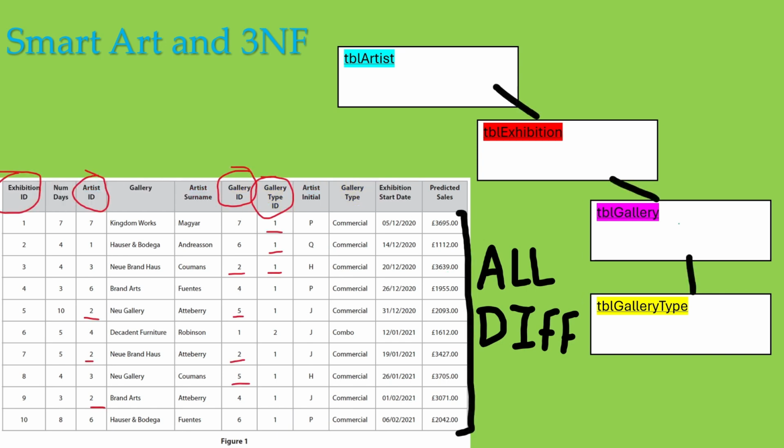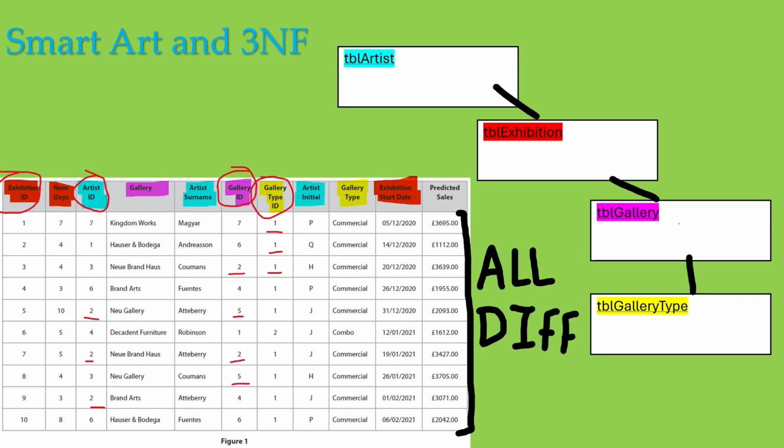What does that fit with in terms of third normal form? Here we have the primary keys ringed, so that's exhibition ID in red, artist ID in blue, gallery ID in purple, and gallery type ID in yellow. And the three on the right, artist, gallery, gallery type, all have repeats. All of these primary keys have repeats, meaning they are going to be foreign keys, which will help us figure out where foreign keys go in relation to primary keys to make relationships. It'll tell us the many side.